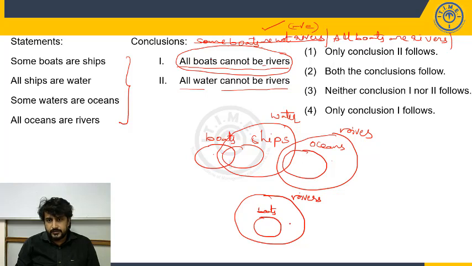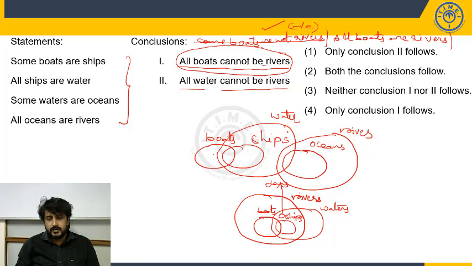Some boats are ships. Let us draw this. Some boats are ships. This is alternate. We don't have any restrictions. All ships are water. Let's draw all ships are water. Okay, we have drawn. And earlier we have all oceans are rivers. Let's draw the oceans here. This is oceans. All oceans are rivers.